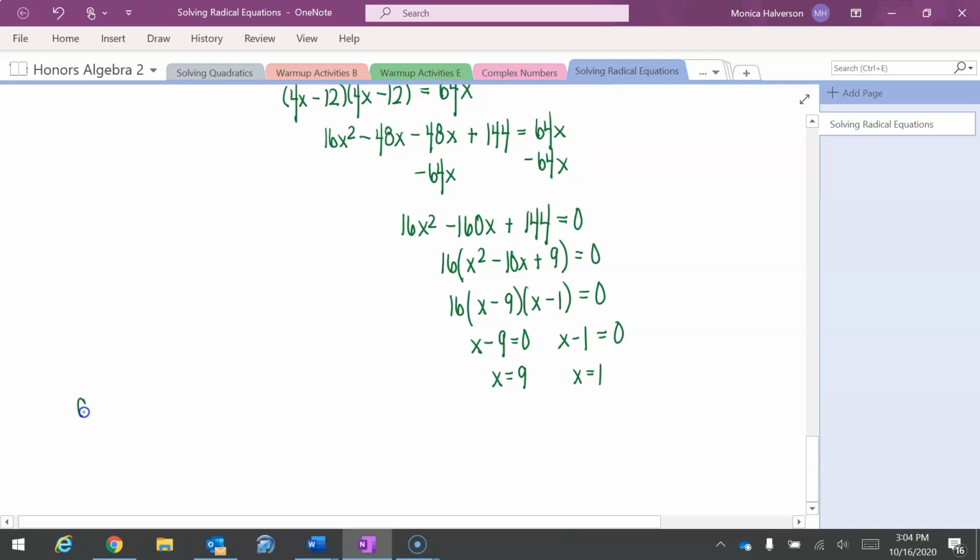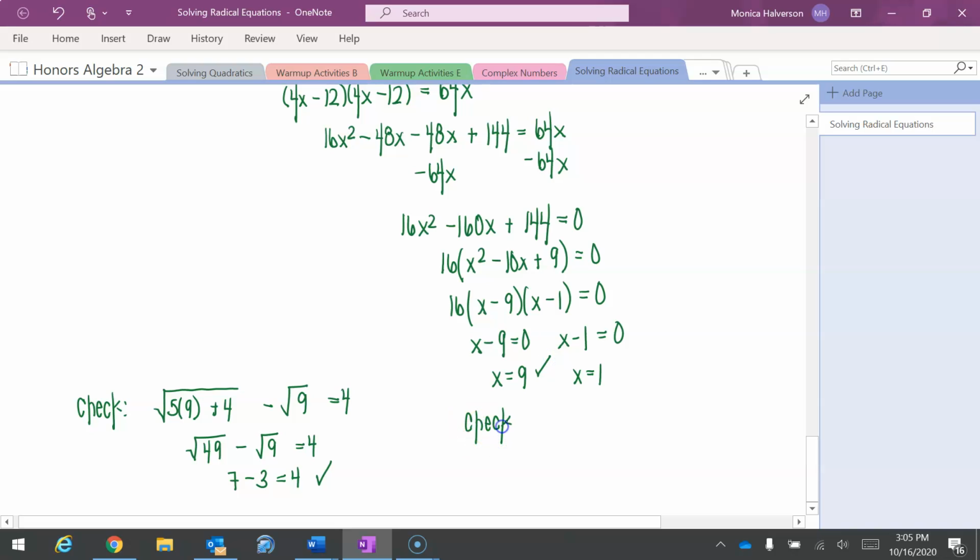is check. So when we check here, we have the square root of 5 times 9 plus 4 minus the square root of 9 equals 4. So I get the square root of 49 minus the square root of 9. So we get 7 minus 3. So does 7 minus 3 equal 4? Sure does. So 9 is a solution.